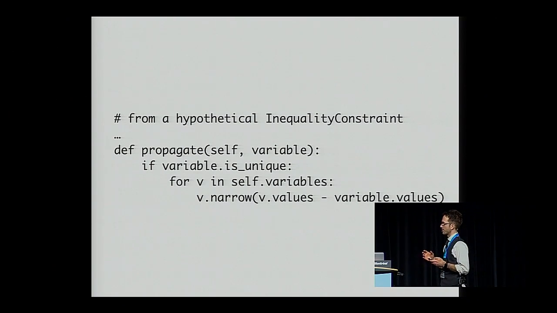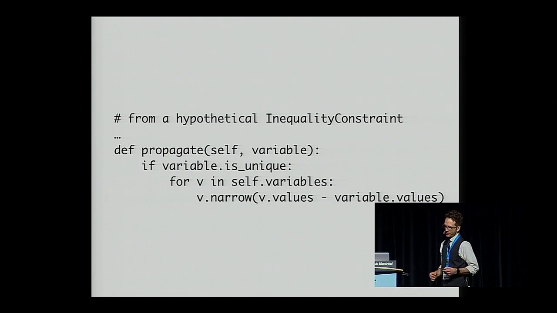And so this is sort of pseudocode Python. This is from a propagate method from a hypothetical inequality constraint. Nothing too special there. We're just saying that when we get a new variable, if the variable is unique, we make sure we remove it from all the other variables involved in the constraint. Very, very simple. So variable x and variable y can never have the same value together if they're going to be unique.